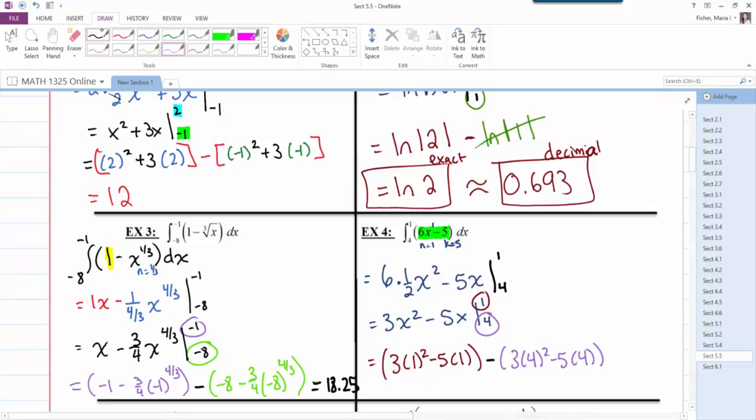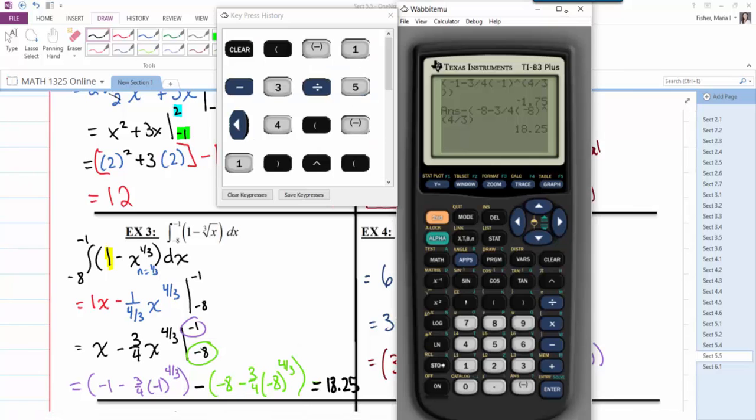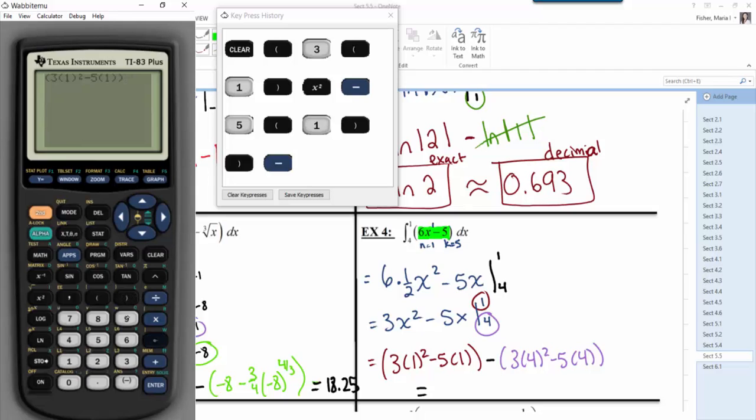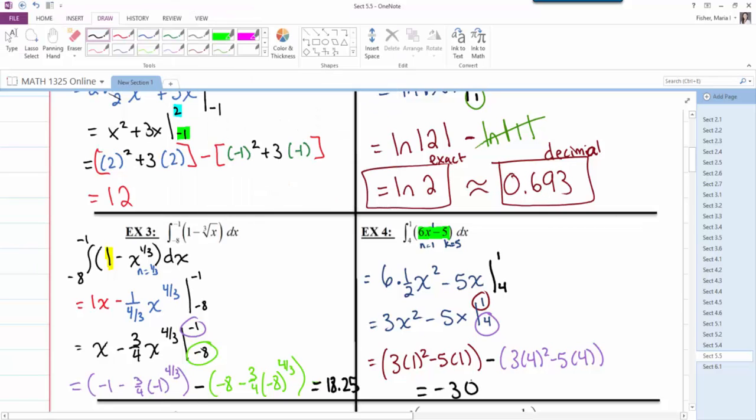And again, we're just going to complete this on a calculator. So on a calculator, we would say 3 times 1 squared minus 5 times 1 minus 3 times 4 squared minus 5 times 4. And we'd end up with -30. So the definite integral from 4 to 1 of 6x minus 5 is -30.